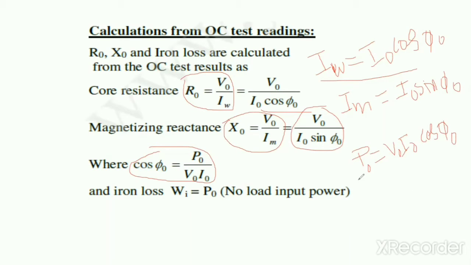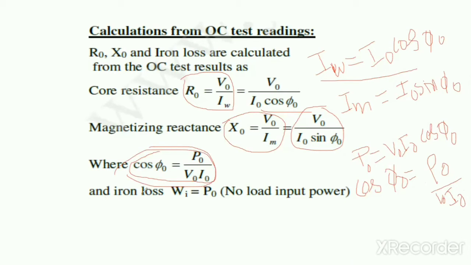Therefore, from this equation, we calculate cos phi naught. Cos phi naught is equal to P naught by V naught I naught. This is the cos phi naught, that is the no load power factor.